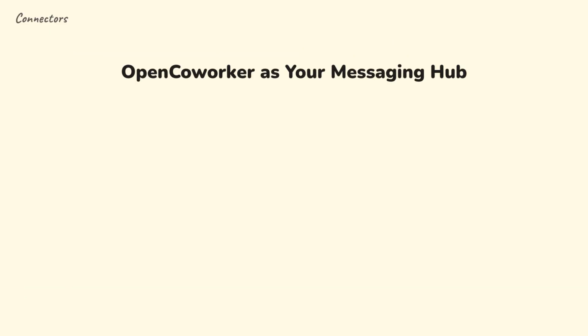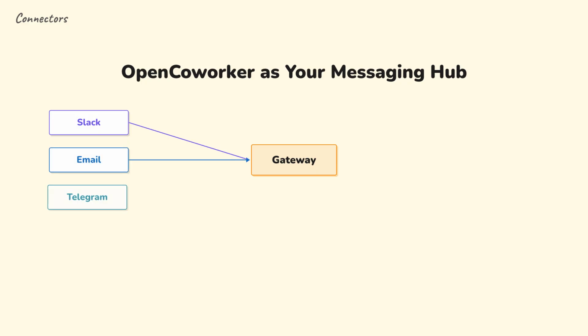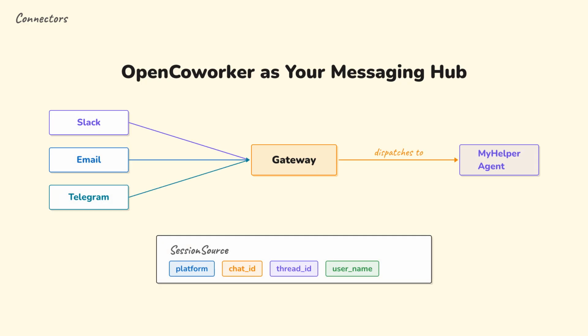Connectors wire OpenCoworker to messaging platforms. A platform adapter connects to Slack, email, or Telegram, and dispatches inbound messages through the gateway to an agent session. Outbound replies flow back the same way. Each message carries a session source with platform, chat ID, and thread ID. The MyHelper agent uses these to be an always-on assistant, even when you're offline.